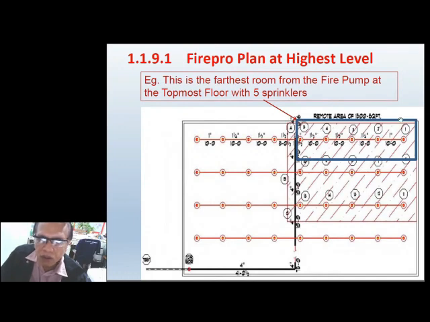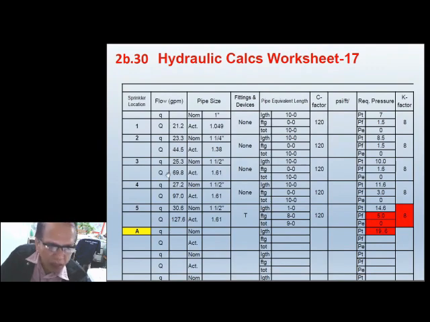But take note, this blue line area, the rectangle, is designated to be the sample area of analysis. This is the farthest room from the fire pump on the topmost floor, with 5 sprinklers. The analysis and the hydraulic calculation are based on these farthest sprinklers, the ones farthest from the fire pump. Okay? So here is an example of the hydraulic calculation provided by the NFPA, NFPA 13.